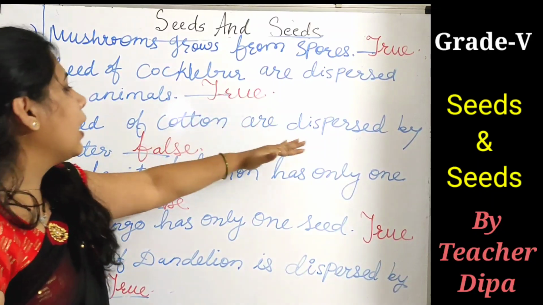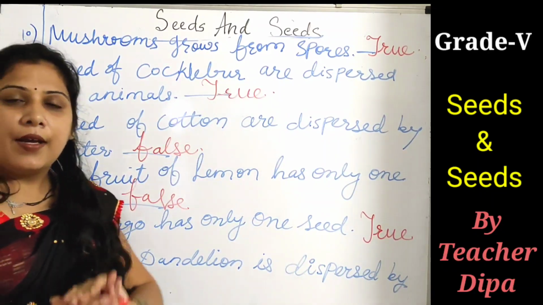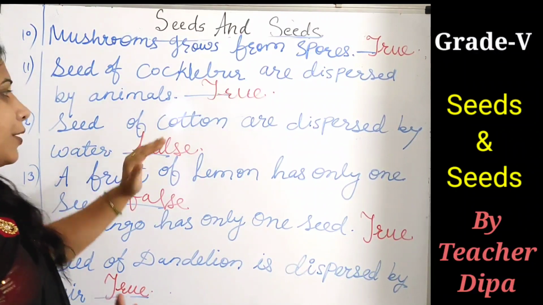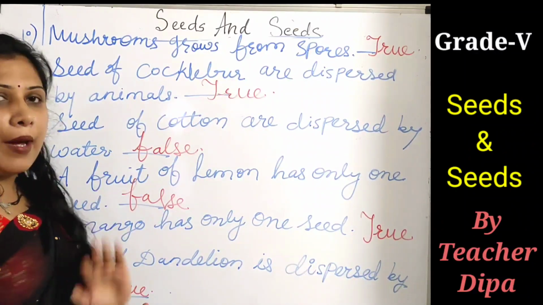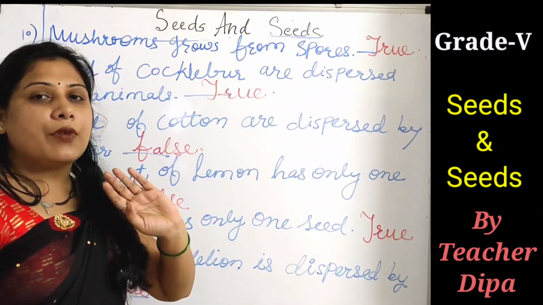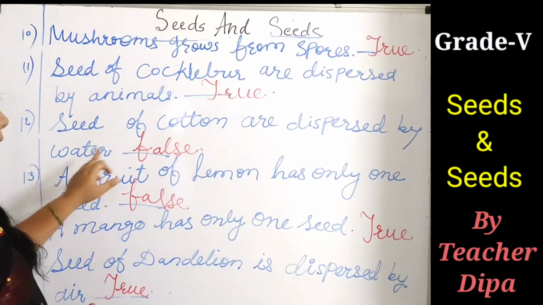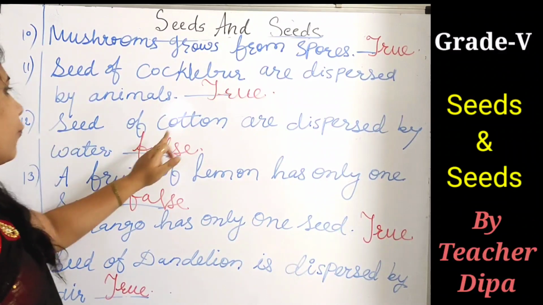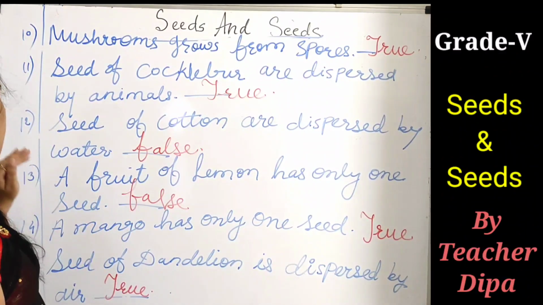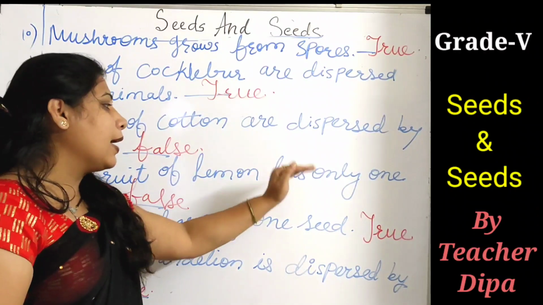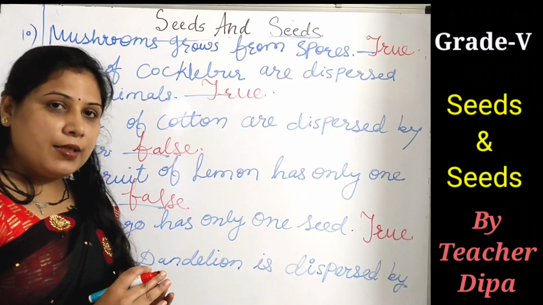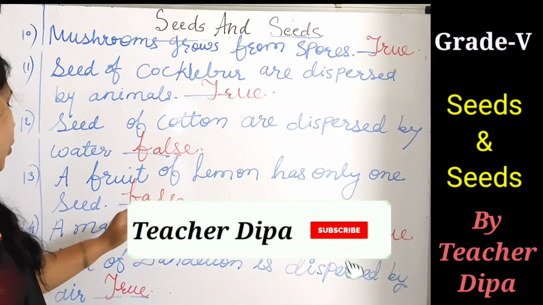Seeds of cotton are dispersed by water. Yes, this is a wrong statement. Cotton seeds are not dispersed by water because they are very light and they get dispersed with the air. So this statement is false. A fruit of lemon has only one seed. No, the lemon has a lot of seeds inside it. So this statement is also false.